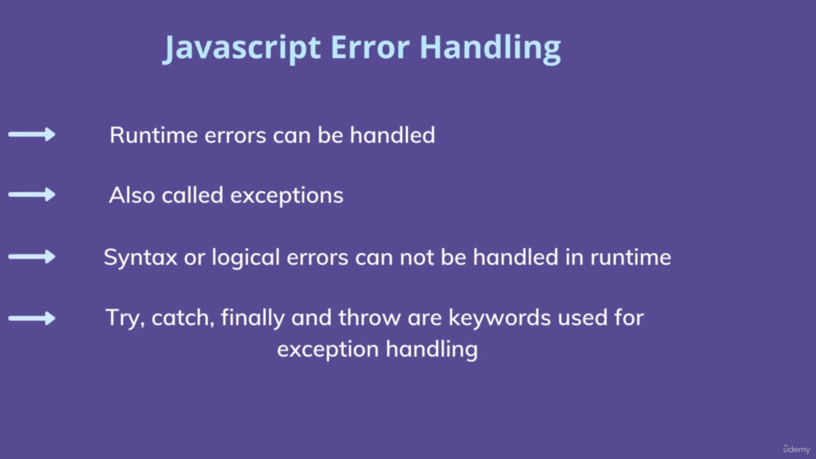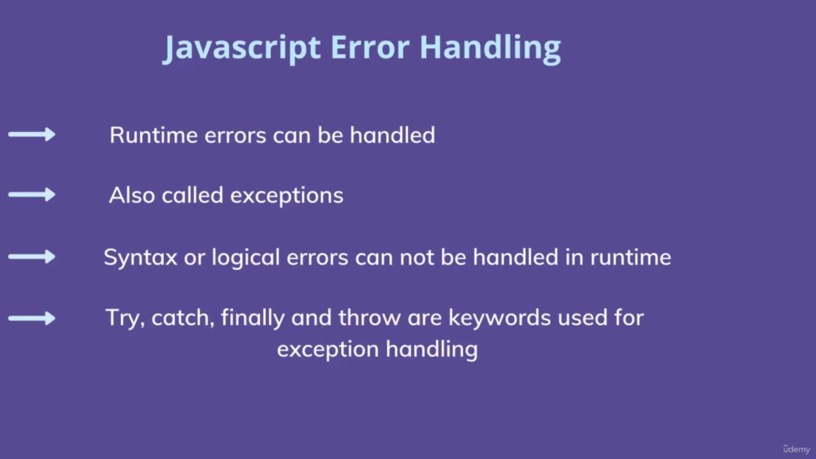But during the execution, anytime it may cause something which may result in an error at runtime, and those runtime errors are called exceptions. At runtime, only the exceptions can be handled. For example, if you have any syntax or logical errors, we will not be able to handle such things. But if it is any runtime error or exception, that can be handled.